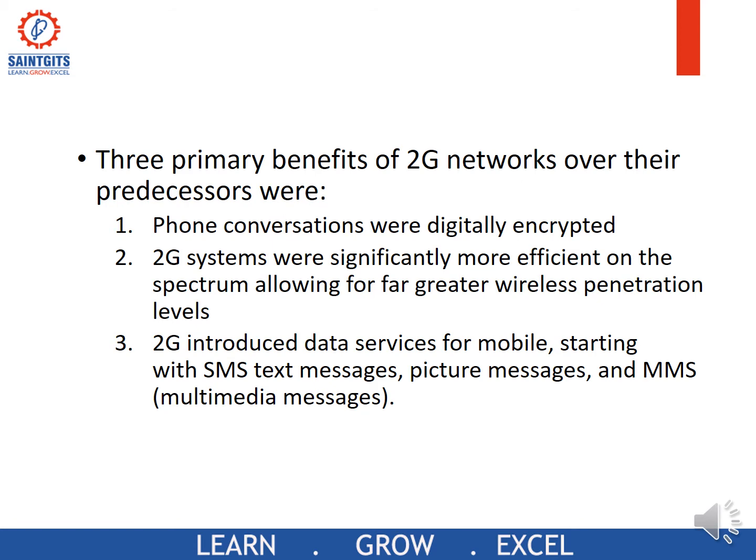The primary benefits of 2G networks over their predecessors were that phone conversations were digitally encrypted, which improves security. 2G systems were significantly more efficient in spectrum allocation and wireless penetration. 2G introduced data services for mobile, starting with SMS, picture messages, MMS, etc.